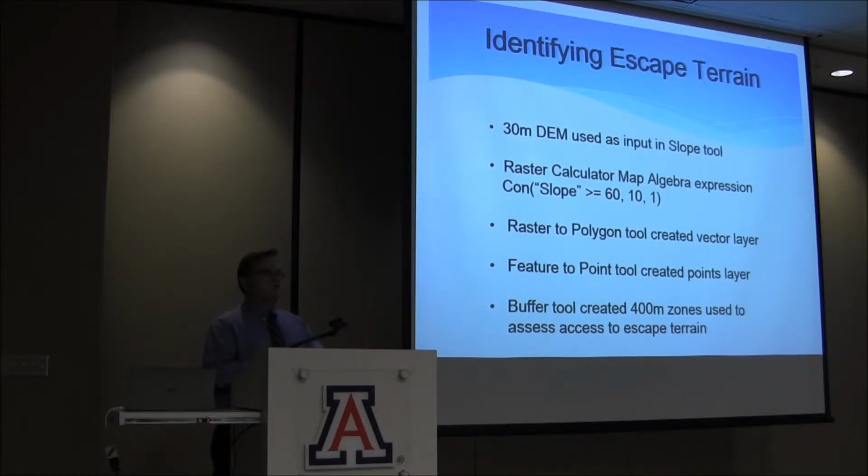A simple SQL statement isolated the values of 10, and from there I used the raster to polygon tool and created a vector layer. Next, I used the feature to point tool to create the points layer, and this is a layer that I use as input in the buffer tool to create a 400 meter buffer. These buffers are what I'll be using to assess vegetation change and accessibility to escape terrain.